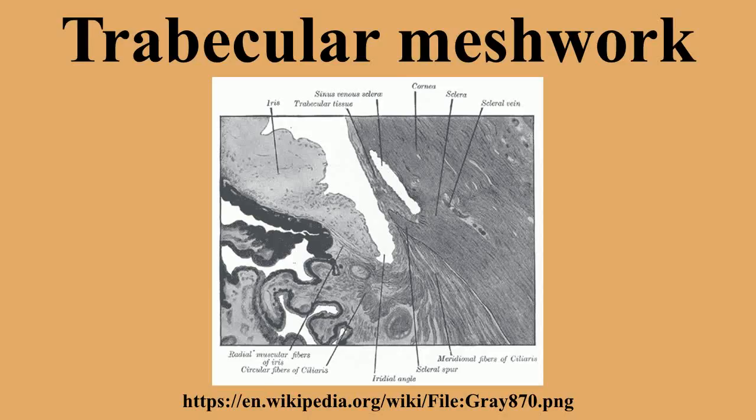The trabecular meshwork is an area of tissue in the eye located around the base of the cornea, near the ciliary body, and is responsible for draining the aqueous humor from the eye via the anterior chamber. The tissue is spongy and lined by trabeculocytes. It allows fluid to drain into a set of tubes called Schlemm's canal, flowing into the blood system.